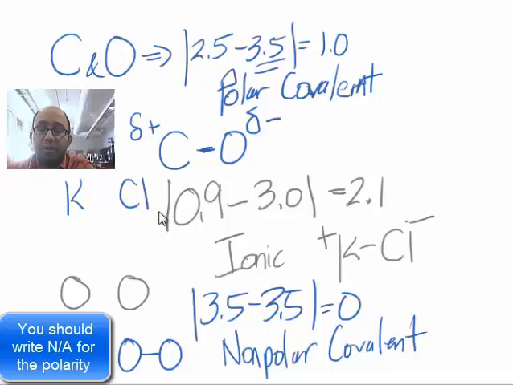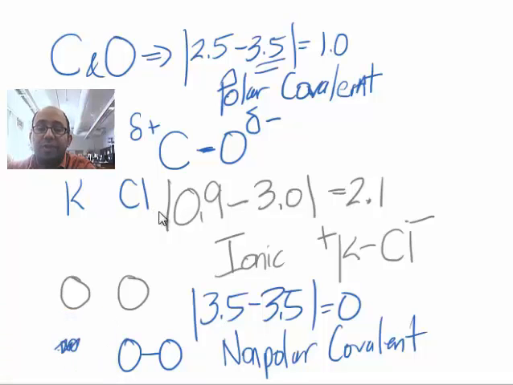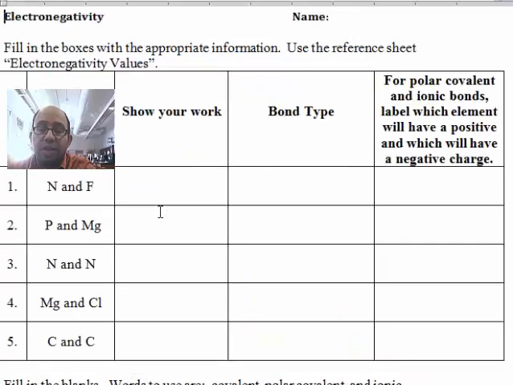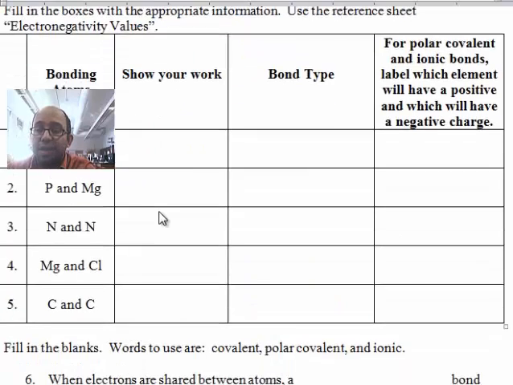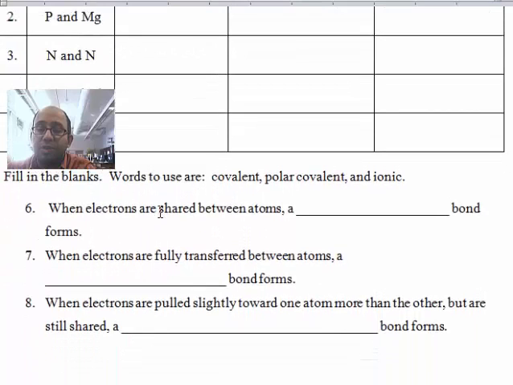So those are 3 examples for you to use to complete your assignment. And so please make the attempt, and I will review your answers with you in class.